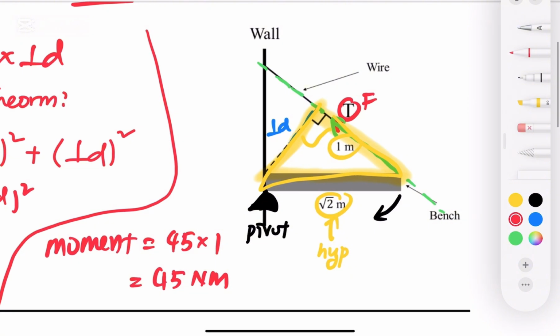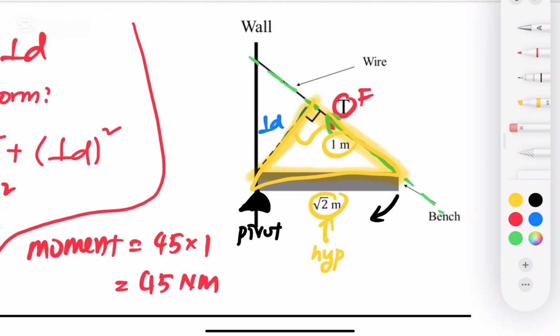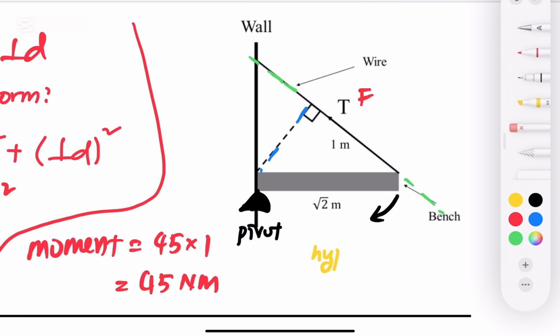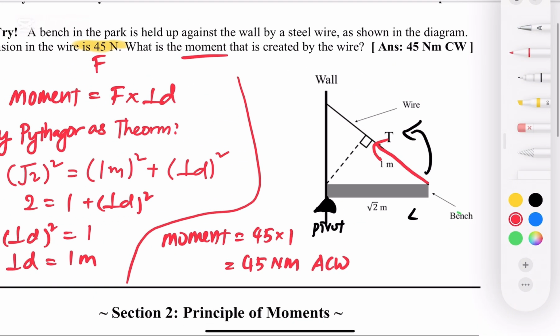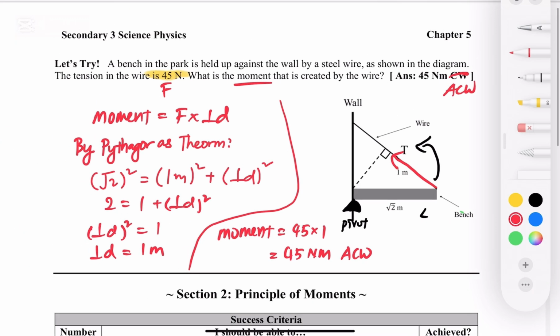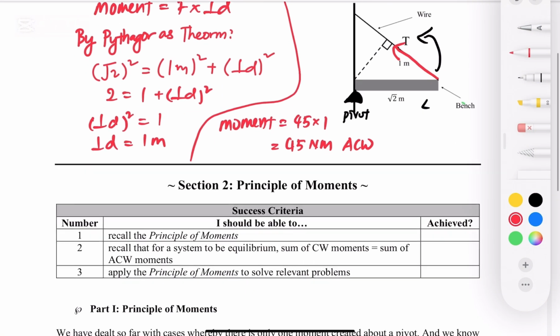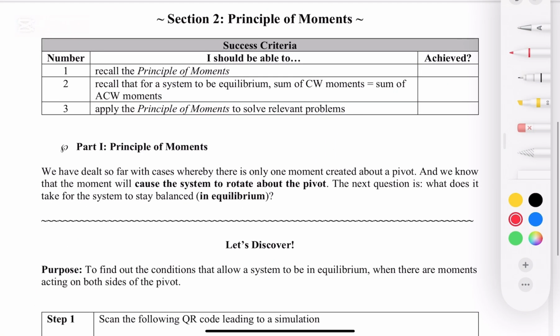And from this perspective, let me erase everything in the diagram to help you to see. In this case, the force, which is the tension, pointing this way, is going to cause a moment in this direction. So that is anti-clockwise. So we write now 45 Newton meters ACW. I'm sorry, my answer was wrong. It is ACW. Right. So in this special case, we are looking at Pythagoras' theorem, but usually we would not. Okay, just application of your mathematics.